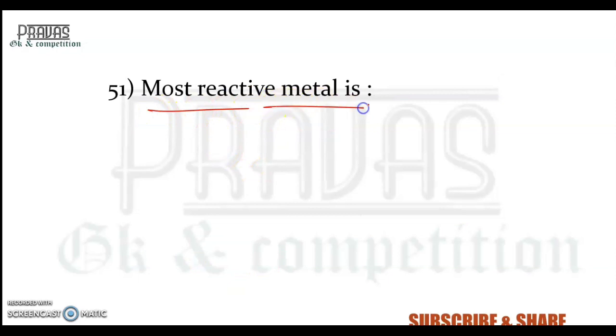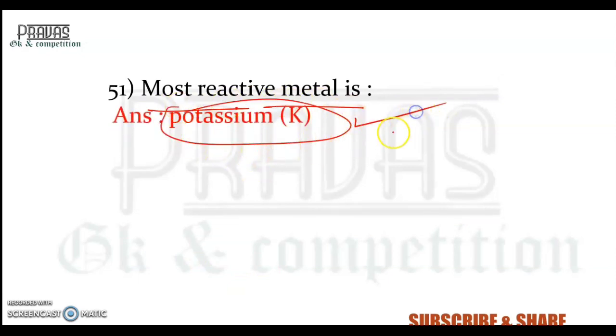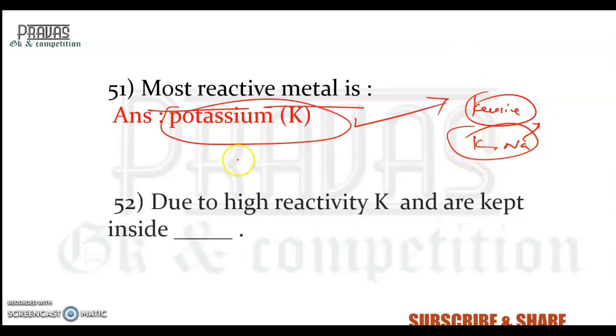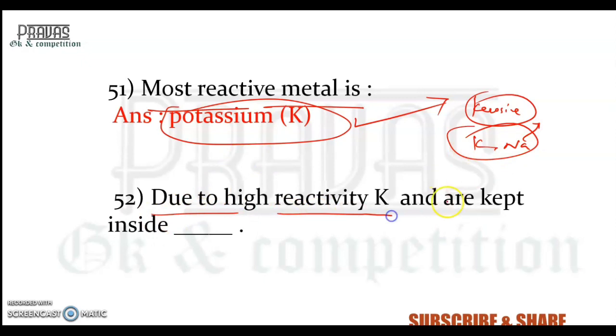Most reactive metal is potassium. Remember, potassium is the most reactive metal in the periodic table. So it is kept inside kerosene oil. Both potassium and sodium are highly reactive, so due to the high reactivity of K and Na, they are kept inside kerosene oil.